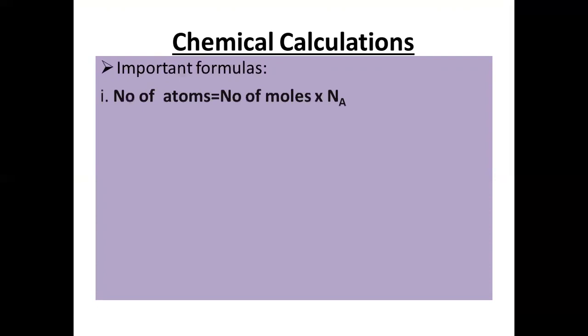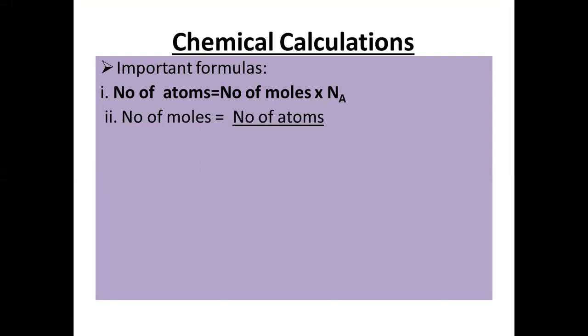Those important formulas are, the first one is number of atoms. If number of moles are given and number of atoms they ask about, then you have to use this formula. Number of atoms is equal to number of moles into Avogadro's number. This capital Na is for the Avogadro's number.